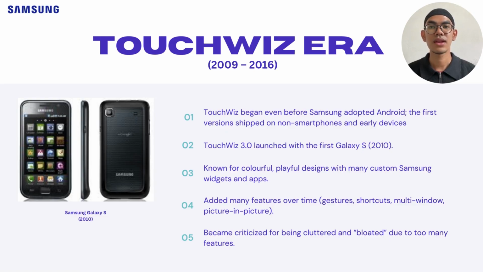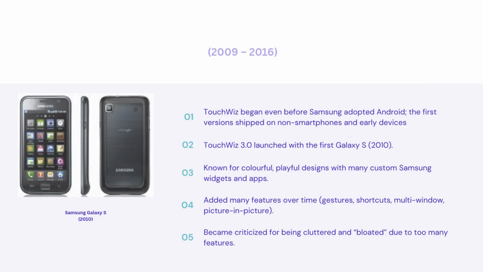unique at that time. Later on, with the Galaxy S3 and S4, Samsung added more features like gestures, shortcuts, multi-window, and picture-in-picture mode. That was really innovative back then, but there was a downside. TouchWiz became so full of features that it started feeling crowded and slow, and many users called it bloated, so it was not always the most user-friendly experience.